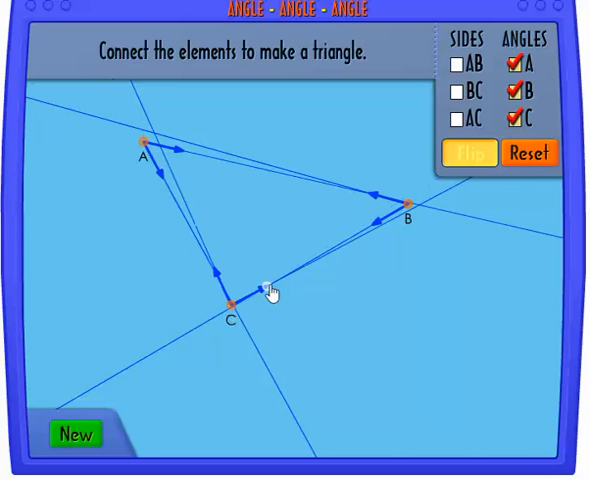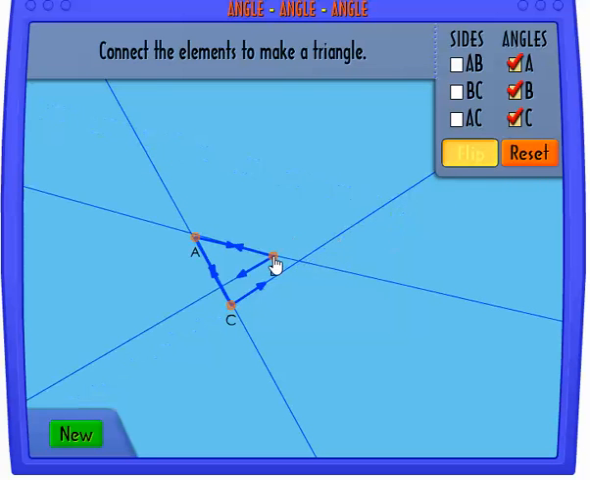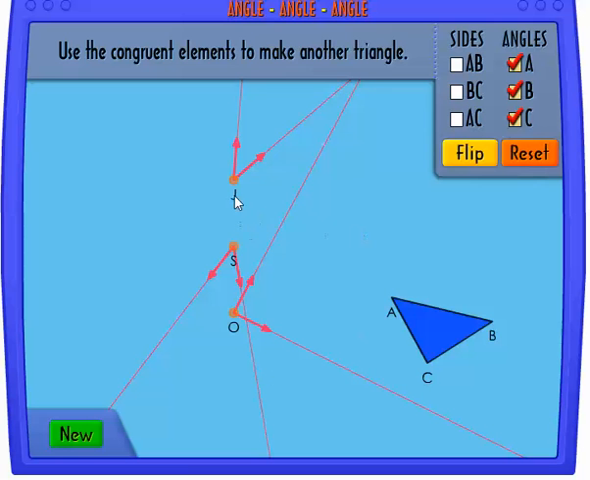Angle, angle, angle, for some reason, I think it's because there are no sides on here, is a tricky one to make be a triangle. Maybe I'll try it closer together and see if that eliminates some of my swinging around. See, it's so close. There, finally, gosh. Now I'm going to try another triangle.